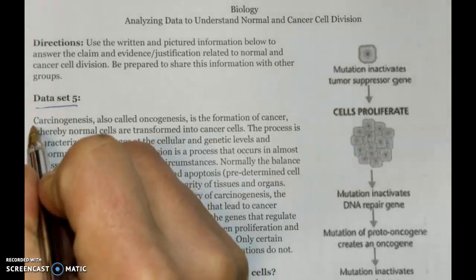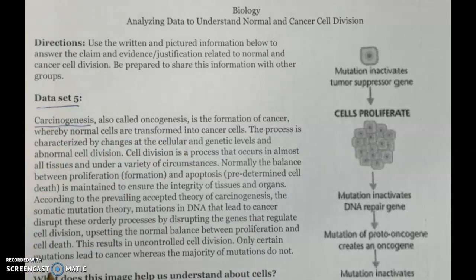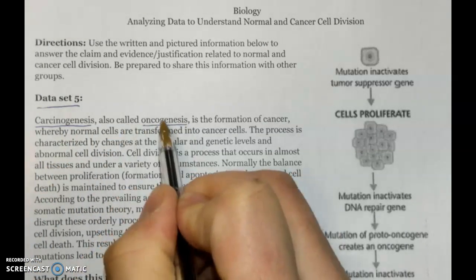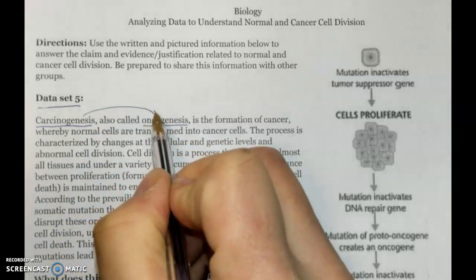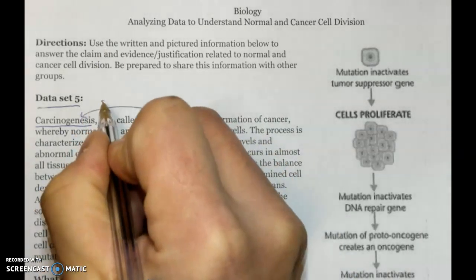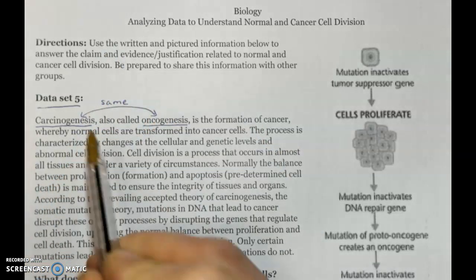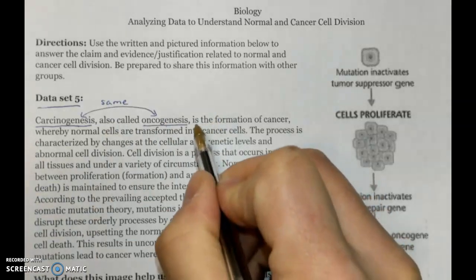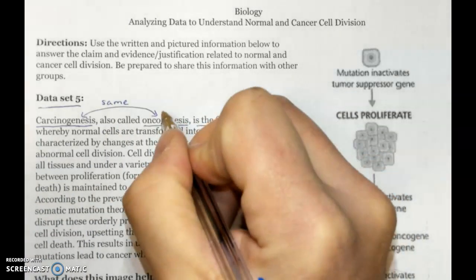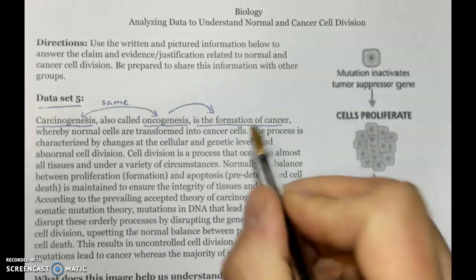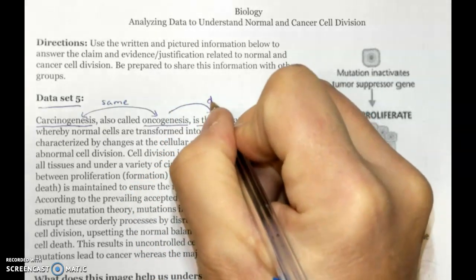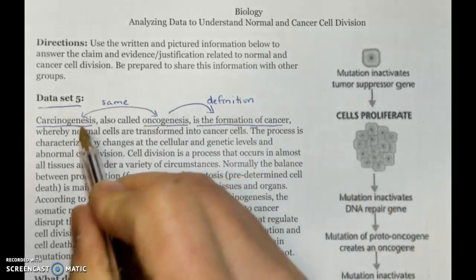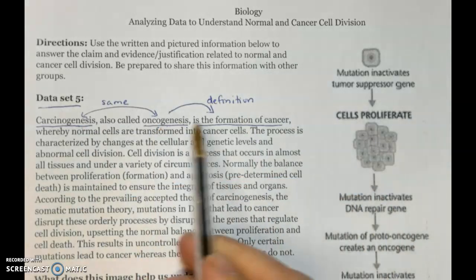Carcinogenesis, man, they start with a word right there. Carcinogenesis, also called oncogenesis. So if it's also called that, then these two things are the same. So carcinogenesis or oncogenesis is the formation of cancer. So these two things, they are the formation of cancer. That would be our definition of those two terms. So oncogenesis, formation of cancer.